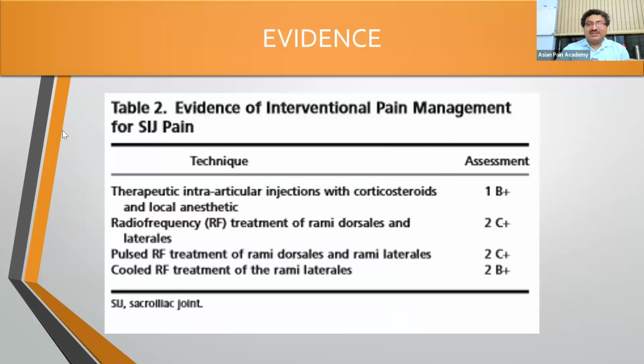If you see the evidence, usually the intra-articular injection has 1B plus evidence, which is comparatively higher than the radiofrequency ablation. Pulsed radiofrequency ablation of the rami dorsalis is also a mode of therapy, though the evidence is still lesser. Pulsed radiofrequency has 2B plus evidence. Basically, the first choice should definitely be the corticosteroid injection inside the sacroiliac joint. And if the patient is not responding to it, after multiple joint injections, then we can go either for radiofrequency ablation or cool radiofrequency ablation, and nowadays for cryoablation. So that is, in short, sacroiliac joint pain.